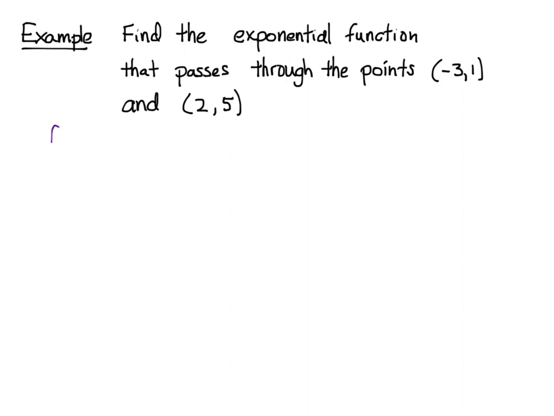Okay, so what you do is you take this thing and you stick in the points that you know. So remember, y is the dependent variable, which is 1 or 5, depending on which point you're looking at. And then the independent variable is the exponent. So you stick the -3 in the first one as the exponent, and in the second one the exponent is 2. All right, now what you have to do is solve for a and b.